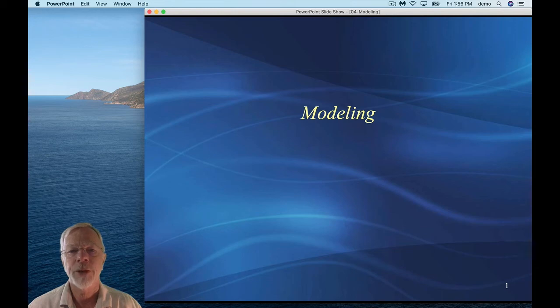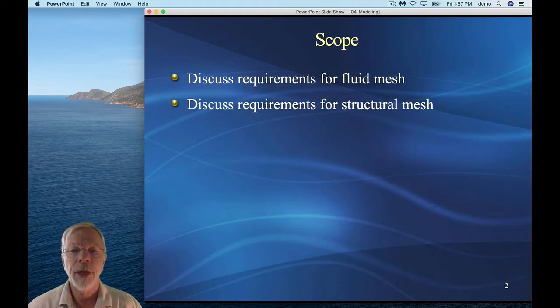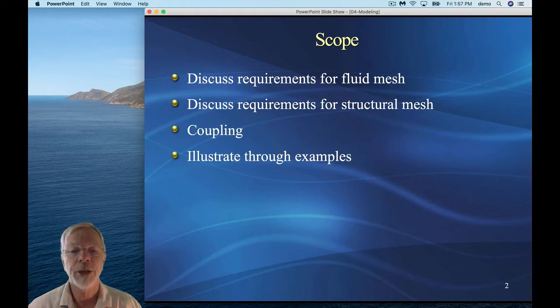In this video, I want to discuss modeling issues in developing the fluid mesh and the structural mesh. So we're going to discuss requirements for the fluid mesh, requirements for the structural mesh, the issues of coupling those two meshes, and then I'm going to illustrate certain principles through some examples.